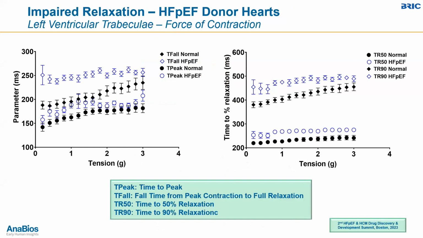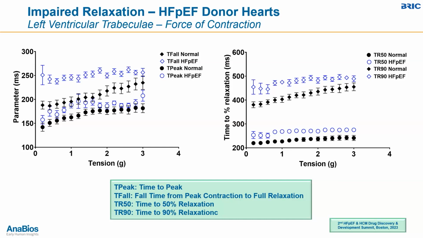Also, in addition to this, as I said, we recover diseased hearts, and here I'm showing you an example from left ventricular trabecular contractility measurement using tissue isolated from donors affected by preserved ejection fraction heart failure. And you can see here we did look at baseline parameters when we do this recording. You can see here we did look at the time fall. Basically, this is the time needed for the contractility to fall from peak contraction to full relaxation.